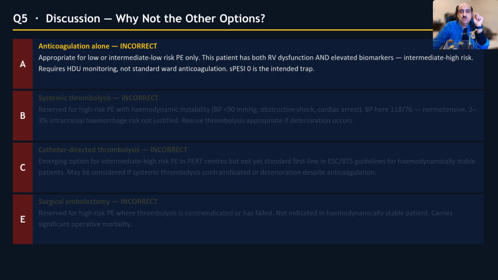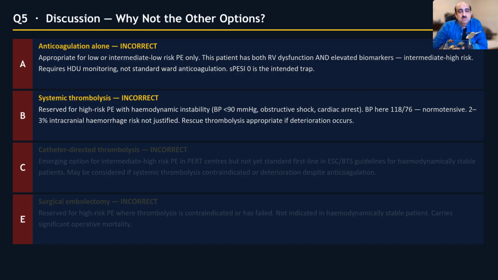So let's look at the wrong options. Option A, anticoagulation alone. This is incorrect because that is reserved only for the low risk or intermediate low risk population for pulmonary embolism. Our patient has both RV dysfunction and elevated biomarkers, hence it is intermediate high risk. It's not high risk because the patient is hemodynamically stable. Hence HDU monitoring and not just a standard ward anticoagulation will be the option. Again, as I said earlier, S-PESI is an intended trap and it's a red herring in such a situation.